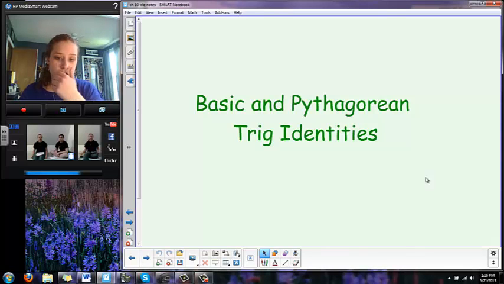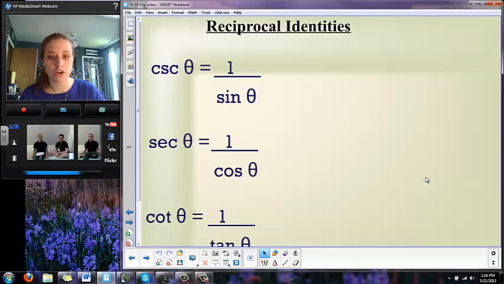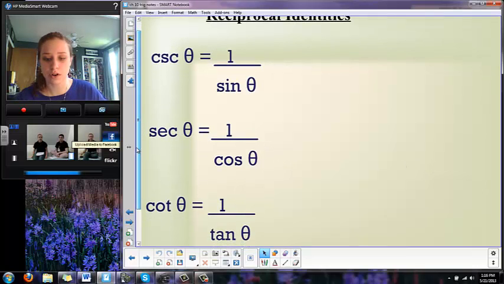Okay, so what we're going to talk about today is basic and Pythagorean trig identities. So these are called the reciprocal identities, and we learned them yesterday, I think, when I talked to you. So that just means that cosecant theta is 1 over sine theta, secant theta is 1 over cosine theta, and cotangent is 1 over tangent.